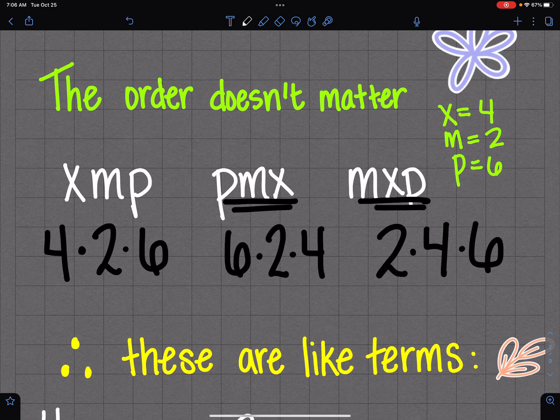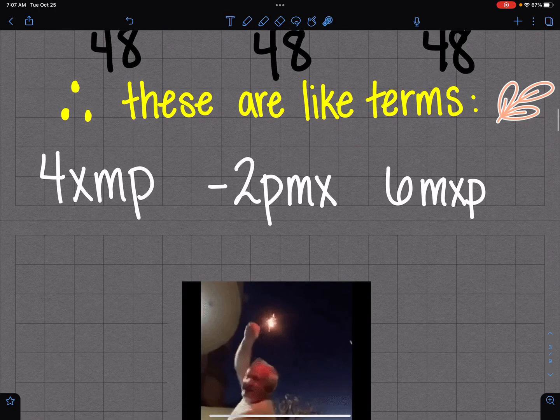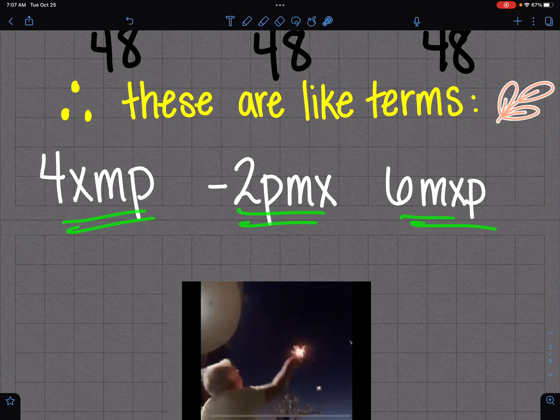And then what you're going to get is, let's do the first one. 4 times 2 is 8 times 6 is going to be 48 for the first one, 48 for the second one, 48 for the last. So that tells you that it doesn't matter the order you multiply them. This is a like term, this is a like term, this is a like term. Therefore, these are all like terms.